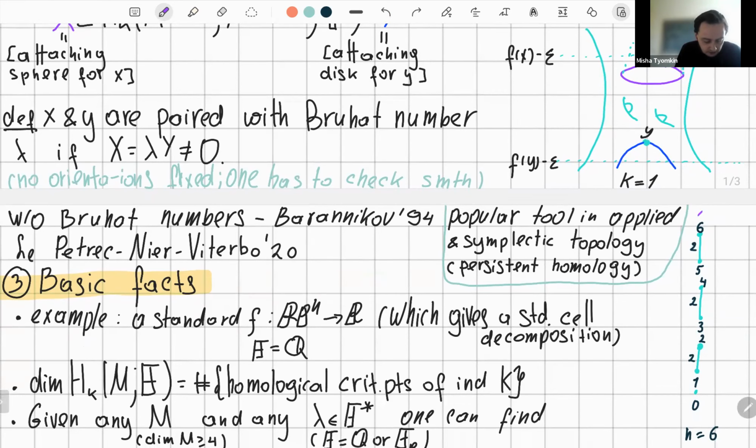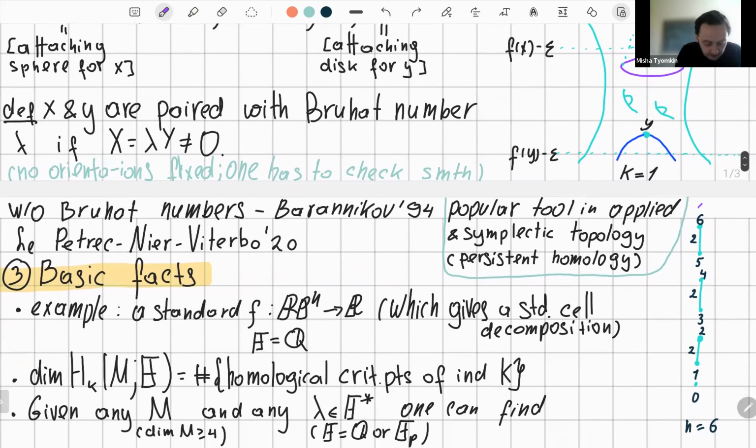All right. The next property is that the k-dimensional homology of M over F equals the number of homological critical points of index k. So this explains the name. The number of unpaired critical points is just the dimension of the homology in the corresponding degree.